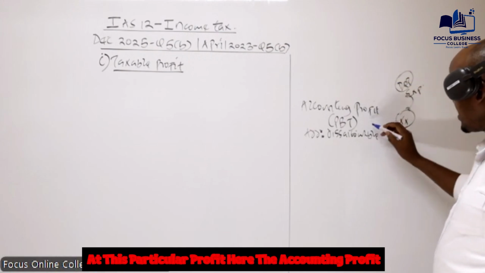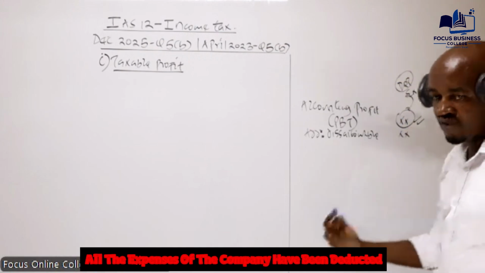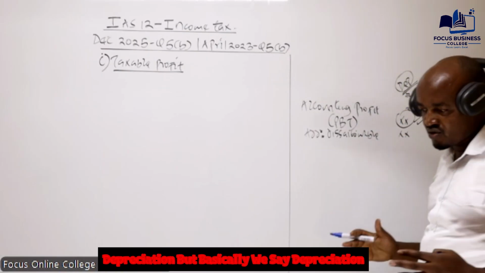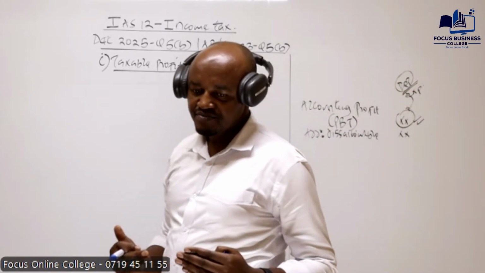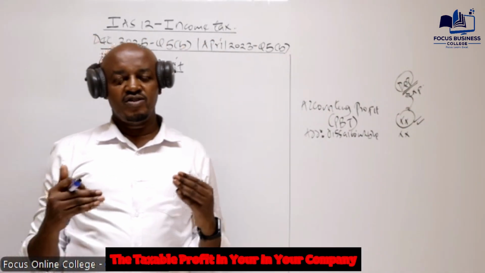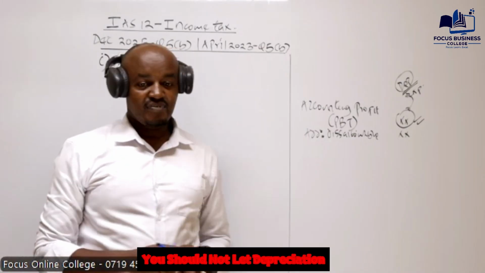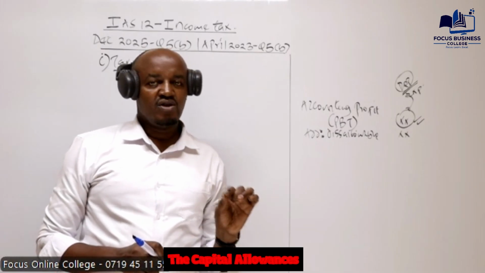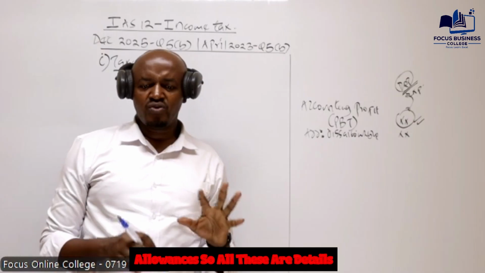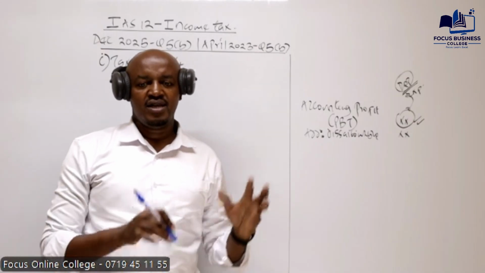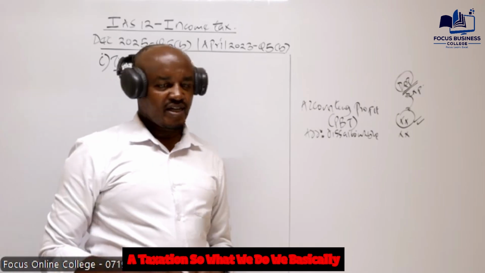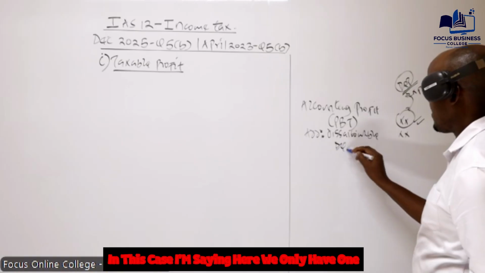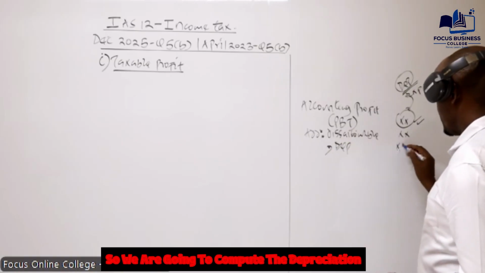Now, we know that in arriving at this particular profit here, the accounting profit, all the expenses of the company have been deducted, including what? Depreciation. But basically, we say depreciation, this one is a disallowable expense. Whenever you're computing the taxable profit in your company, you should not let depreciation. Instead, you should compute something called the capital allowances or something called the investment allowances. So all these are details you'll be able to discuss in details in PFT, or basically what? Taxation. So what we do, we basically add back the disallowable expenses. In this case, I'm saying here we only have one, depreciation. So we are going to compute the depreciation, we add it back.